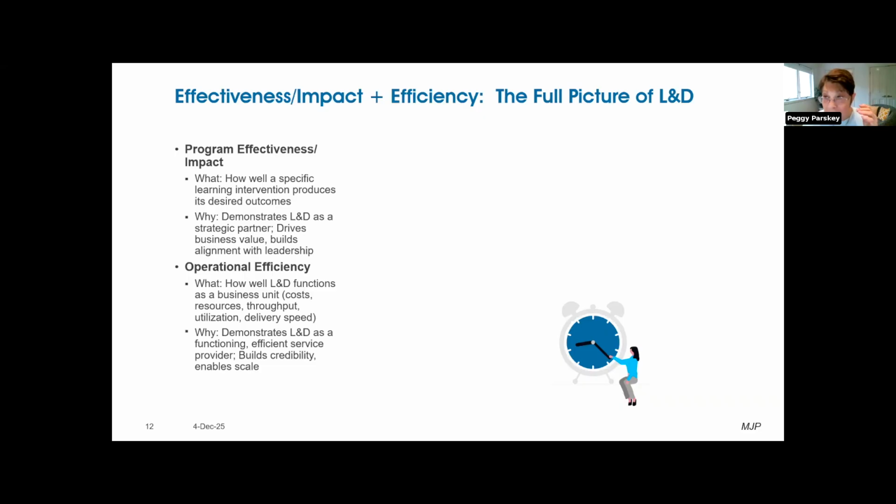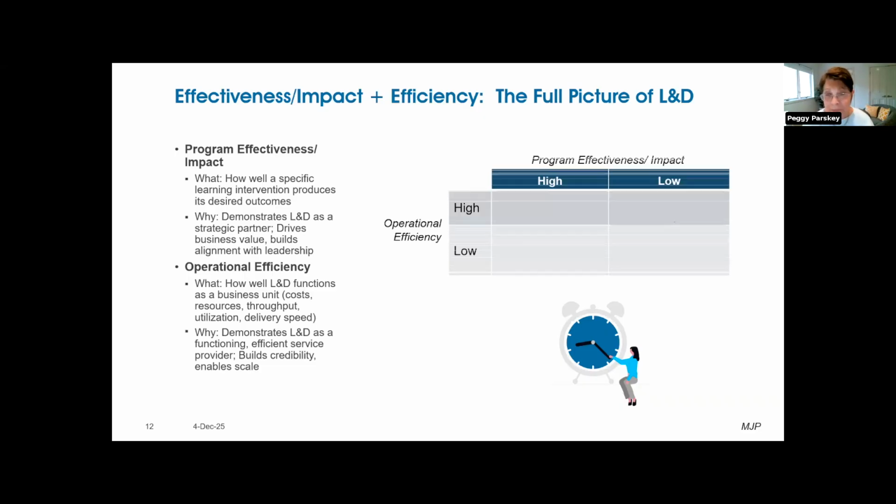So I want to talk about what happens if you only do one of these two. So we've got this little table here with the rows being operational efficiency, high or low. The columns are program effectiveness, high and low. So the sweet spot, high operational efficiency, high program effectiveness: you get an organization that's strategic, meeting the needs of the business, and scalable. So you're able to adapt to the needs of the business.